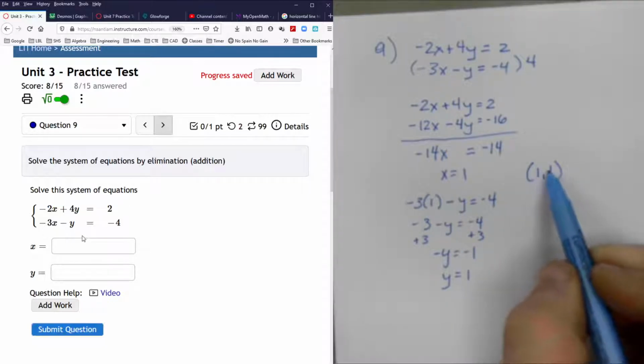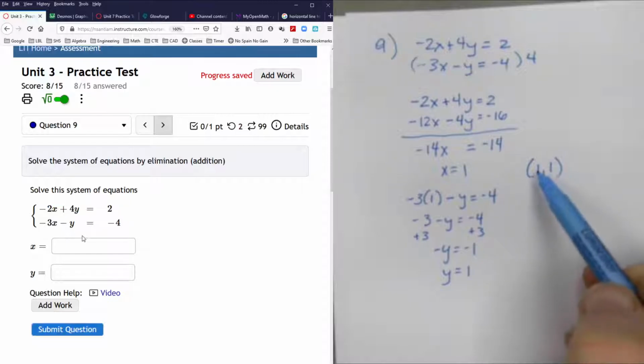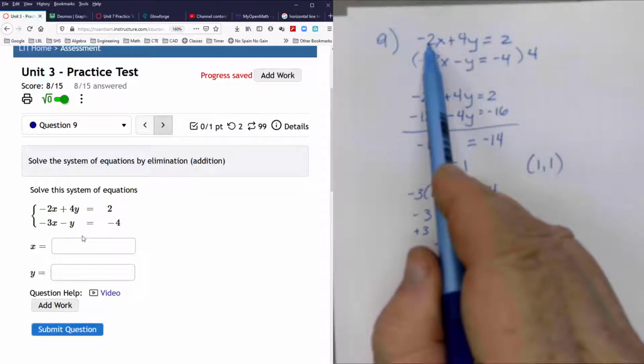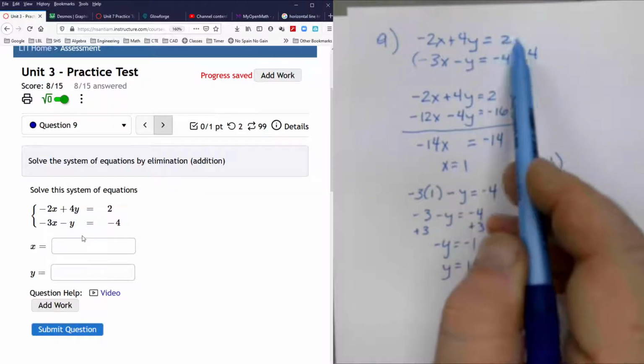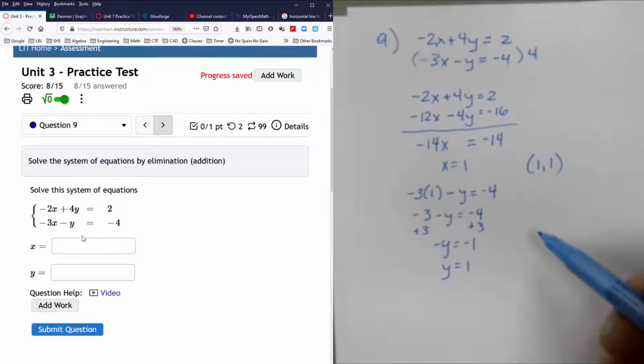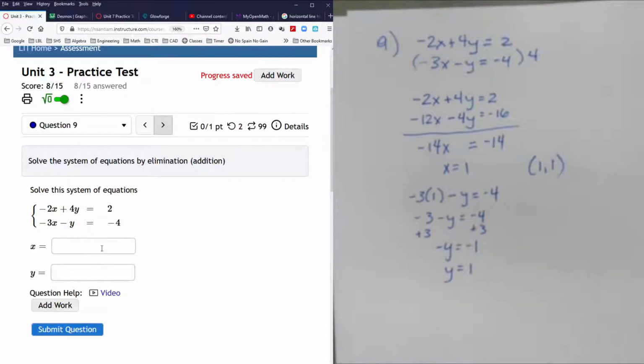And again, I can check that by plugging it into any one of these other equations. If I plug it into the top here, I'd have negative 2 plus 4 is positive 2. So I can just mentally check that. And so I'm pretty confident that that works. So this is 1, and this is 1.